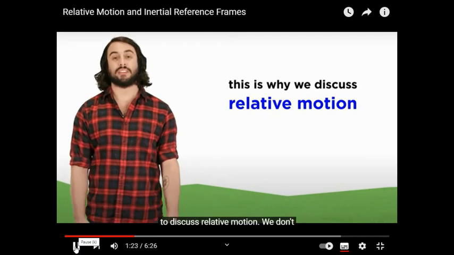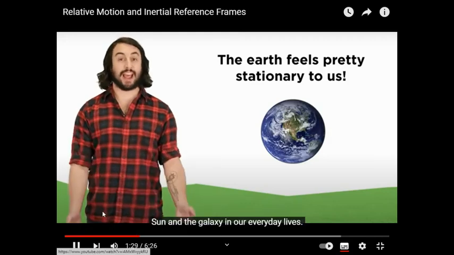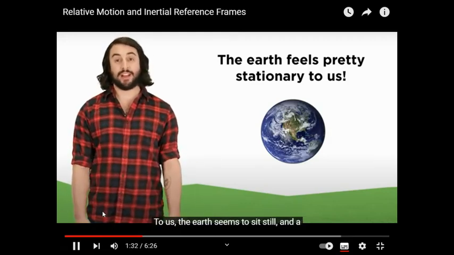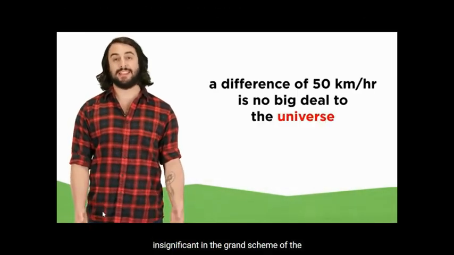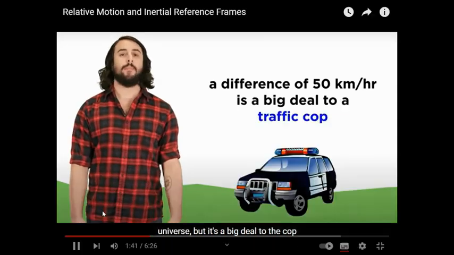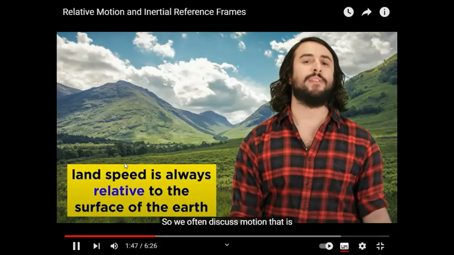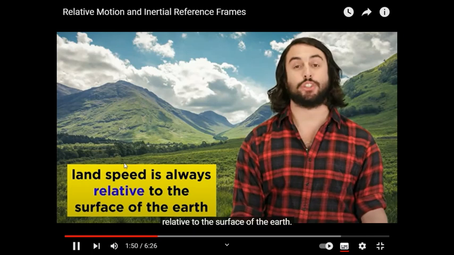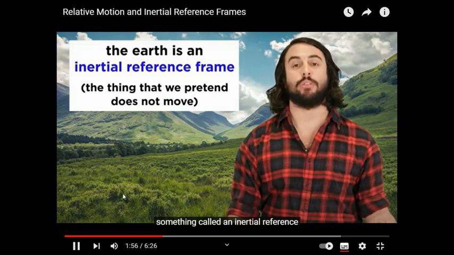But that's why we tend to discuss relative motion. We don't notice the movement of the Earth and the Sun and the galaxy in our everyday lives. To us, the Earth seems to sit still, and a few dozen kilometers an hour may be insignificant in the grand scheme of the universe, but it's a big deal to the cop with a radar gun ready to pull you over. So we often discuss motion that is relative to the surface of the Earth. When we do this, we are assigning something called an inertial reference frame.